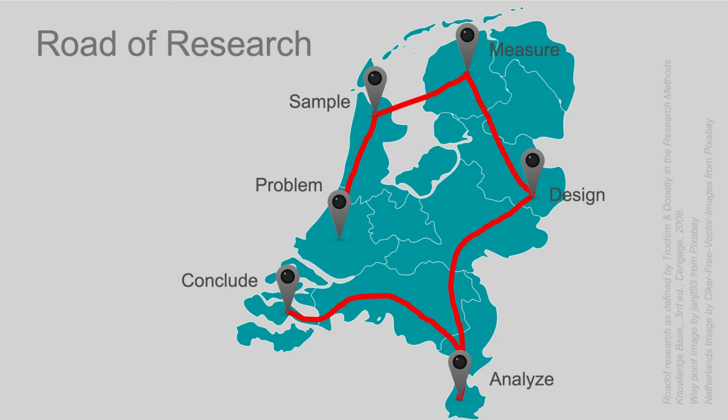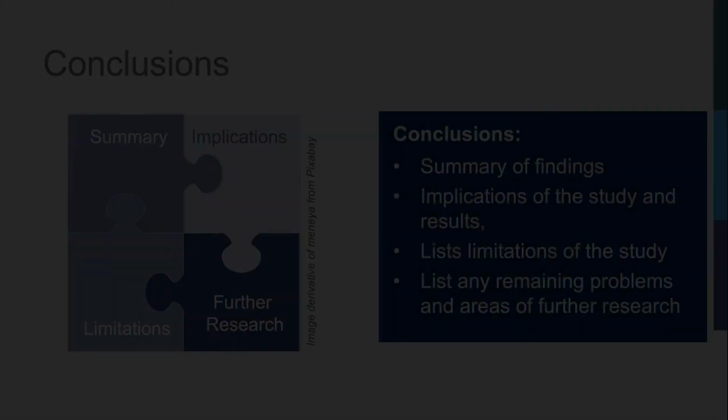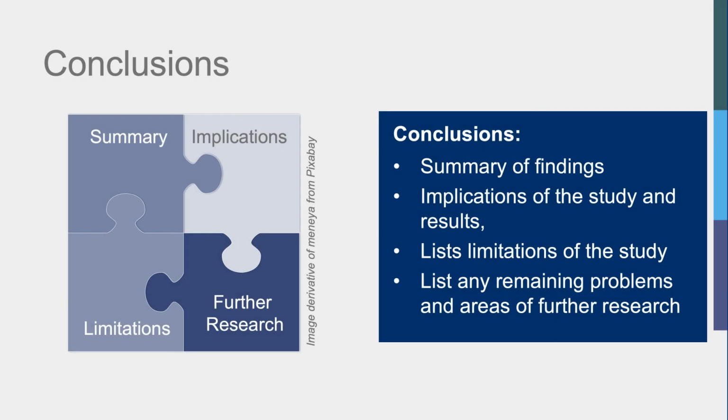We are now approaching the end of our journey, the conclusions. This is where all the pieces of your research puzzle come together. You summarize your findings, you discuss the implications of your study, the results as well as its limitations. You also list what you could not answer or how your data cannot be interpreted. This then leads you to discussing any remaining problems and areas of further research, often phrased as recommendations. With this final step, you'll have completed your research journey.